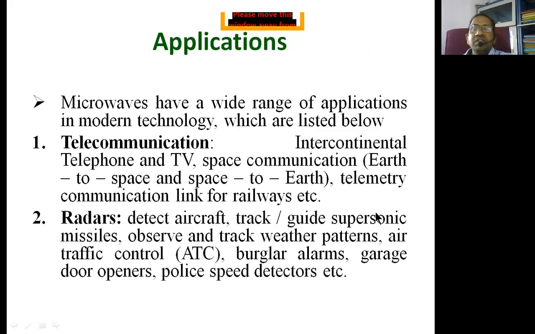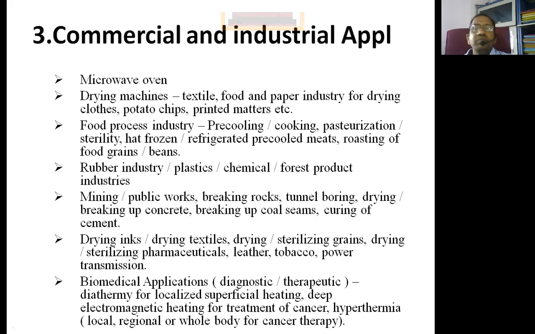The next one is applications. As we spoke about already, the microwaves support many applications in modern technology, which are basically telecommunications, radars, and microwave ovens, and drying machines in industries like textile, food, and paper, drying clothes, and food industries like making potato chips, printed matter, etc. The food process industry, rubber industry, and mining applications also use it, for drying, sterilizing, and drying pharmaceuticals. All these things we can normally do using microwave signals.